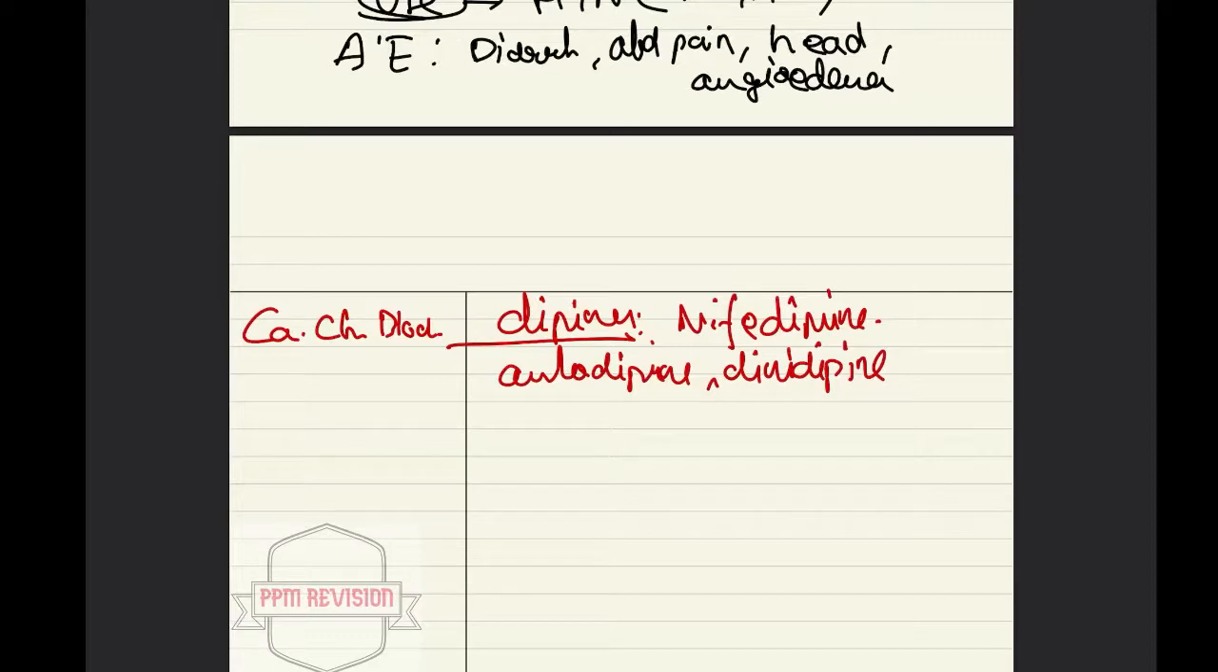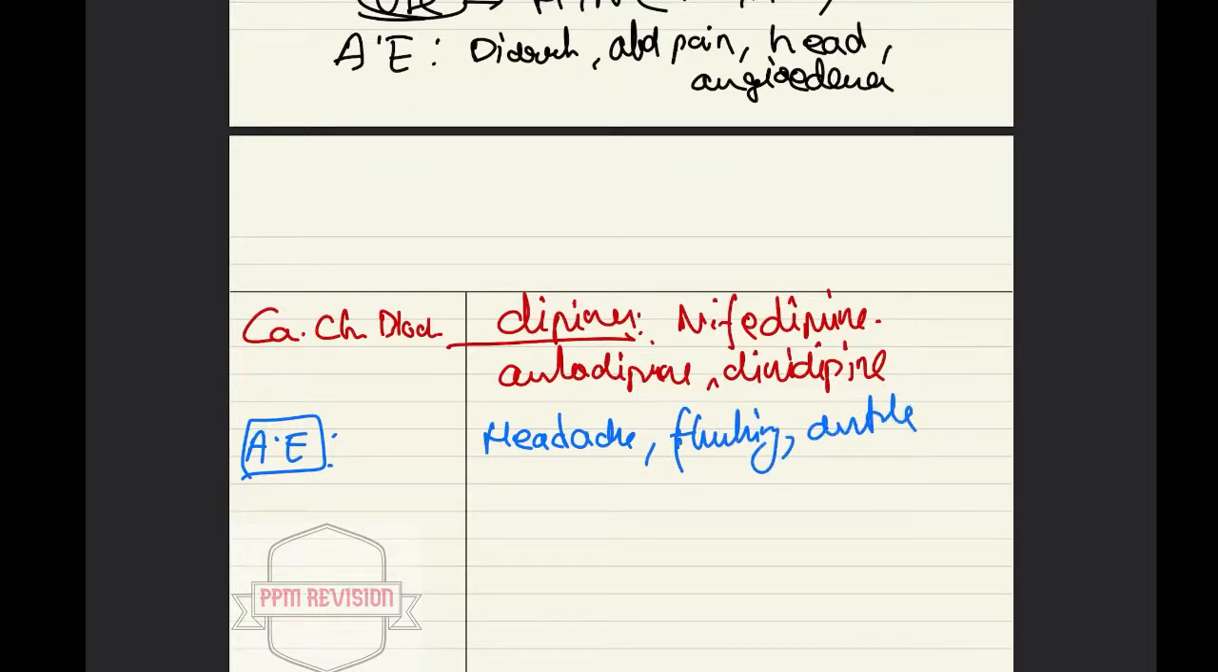So firstly we'll see some adverse effects it can cause. It can result in headache, flushing, ankle edema. It can also result in palpitation as well as reflex tachycardia.